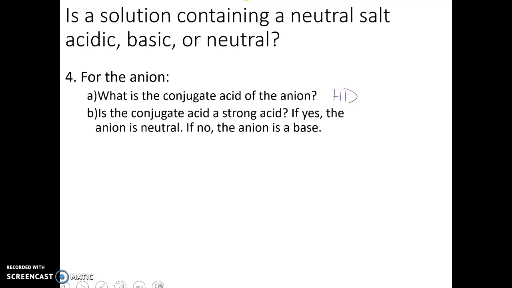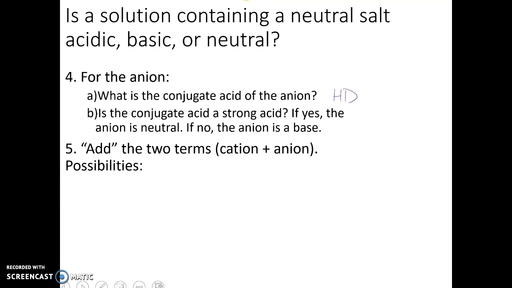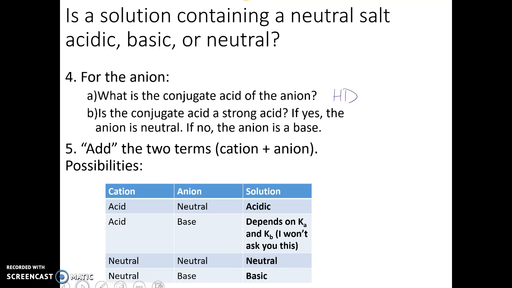Now that we know whether the cation is an acid and whether the anion is a base, we can determine whether the solution overall will be acidic, neutral, or basic. We do this by adding the two terms. Here's a table showing the possibilities. If the cation is an acid and the anion is neutral, then the solution overall will be acidic. If the cation is acidic and the anion is a base, then the pH of the solution will depend on the acid dissociation constant and the base dissociation constant. I will not ask you a question like this on the exam, so we can ignore this possibility for now.